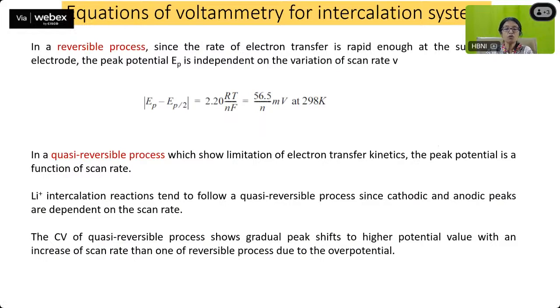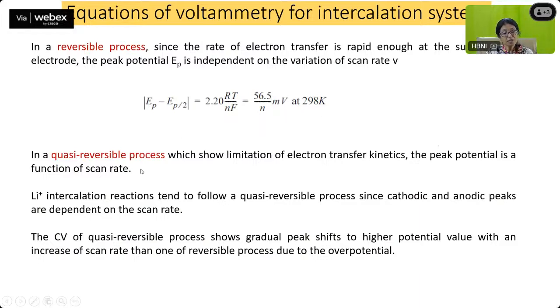So, equations of voltammetry for intercalation system. In a reversible process, since the rate of the electron transfer is rapid enough at the surface of the electrode, the peak potential Ep is independent of the variation of the scan rate. Okay, so it is independent of scan rate v. And that is why Ep minus Ep/2 is nothing but 56.5/n mV at 298 Kelvin.